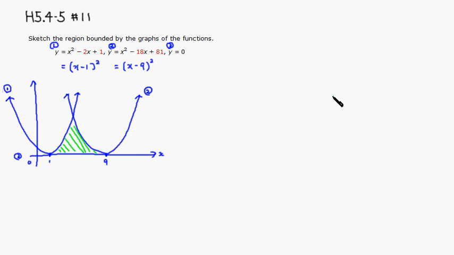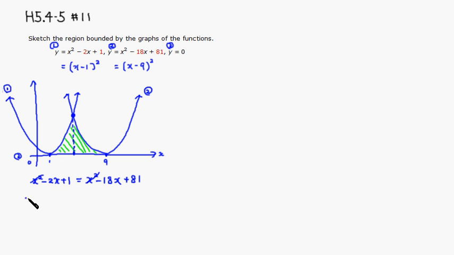And we need to figure out where these two guys intersect right here. It looks like, from symmetry, it's going to be probably 5, but let's make sure. All right, so set these guys equal to each other. So you have x squared minus 2x plus 1, and set that equal to the second guy, which is x squared minus 18x plus 81. There's x squared on the left and also x squared on the right. We can cancel those out.